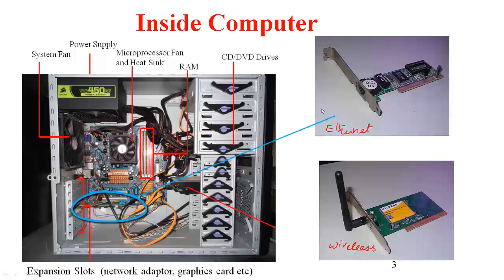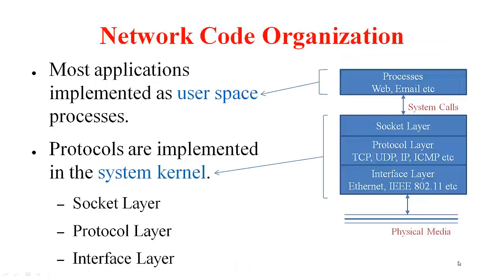So if you didn't open the computer, what you will see is an Ethernet jack through which you plug in Ethernet, or an antenna sticking out. So that's hardware. In terms of software, most of the applications like email, web, or file transfer protocols are implemented at the user space as processes. So this is where they are implemented. And the actual protocols as such are implemented at the kernel space.